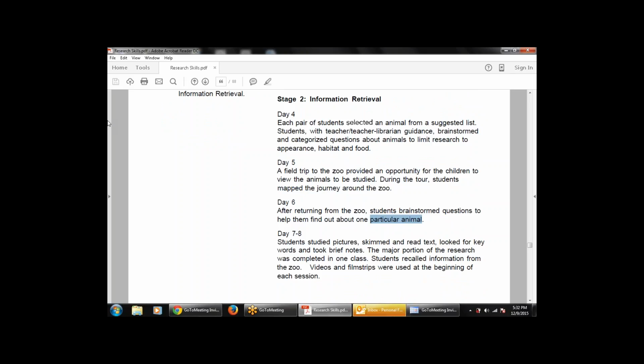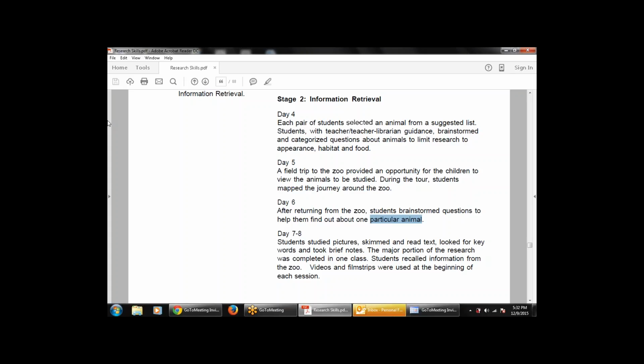After returning from the zoo, students brainstorm questions to help them find out about one particular animal. Then day 7 of the 8, students studied pictures, skimmed and read text, looked for the keywords and took brief notes. So they are using the pictures, the skimmed content and the read text. Then they looked for the keywords and took brief notes.